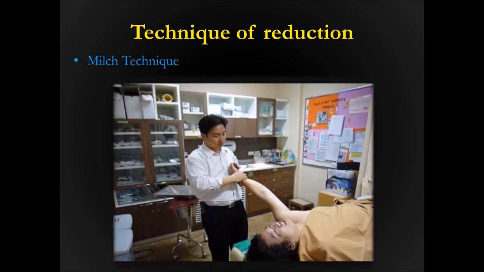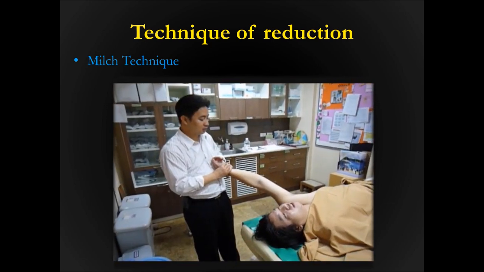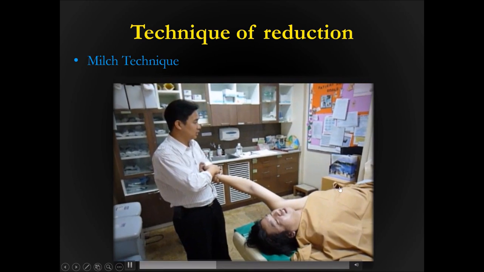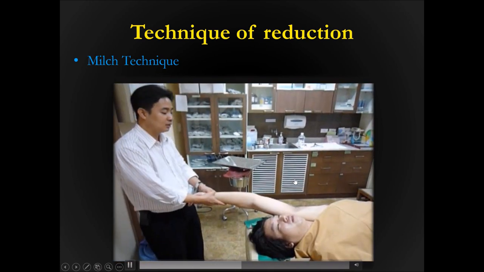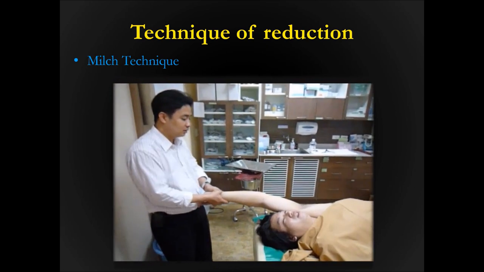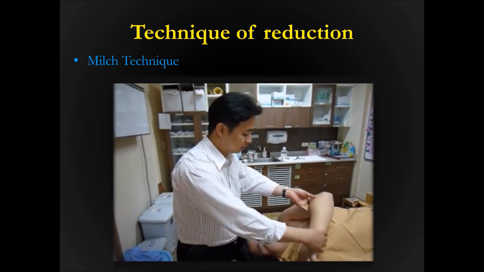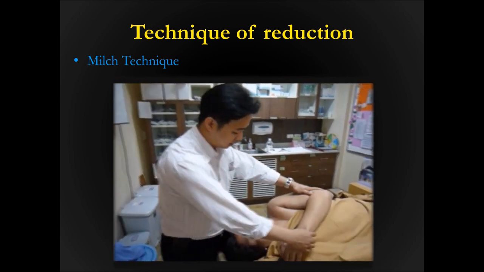So I recommend you to do it this way. We call it the Muse technique. You slowly abduct the shoulder and then turn the thumb, slowly external rotation. At the same time, abduction and external rotation, and go back this way. We call this the Dugas test, D-U-G-A-S. If the patient can do this, that means the shoulder is already reduced.